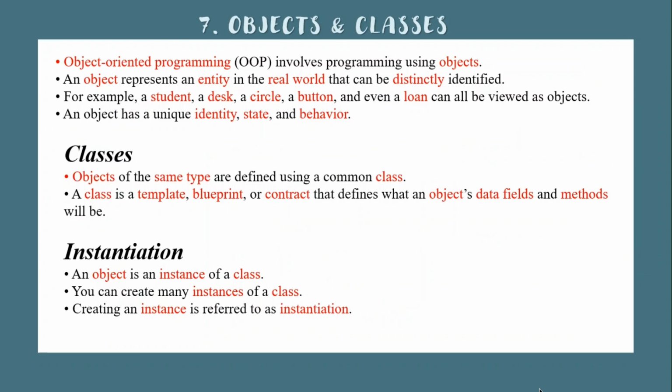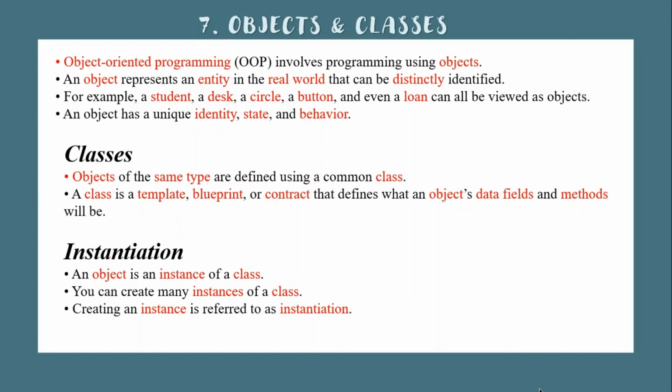So, these things can be set by the attributes and methods of the object. Okay, now classes. Objects of the same type are defined using a common class. For example, let's say that I have three objects: circle, triangle, square. What must the class be for them, or what is the common thing between them? All of them are shapes, so the class is going to be shape. Okay, and its objects are the circle, triangle, and square.